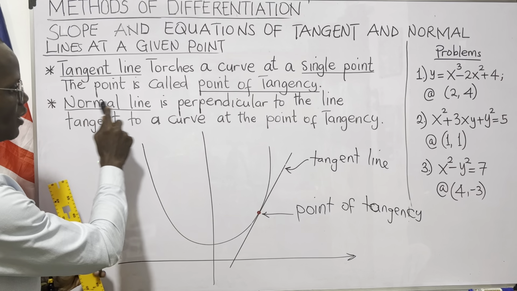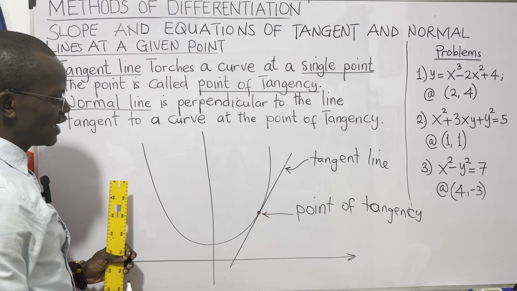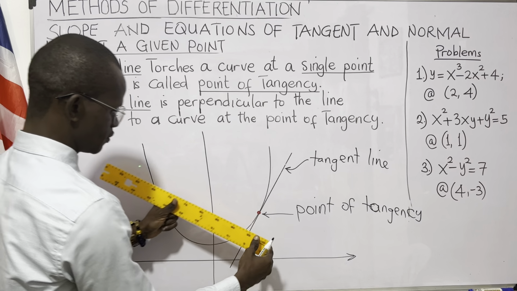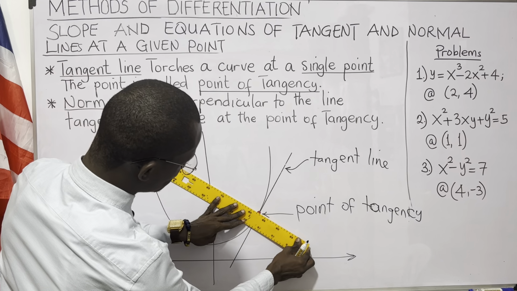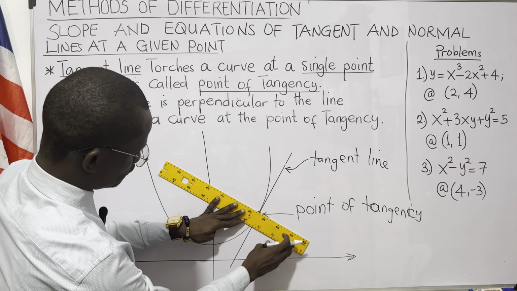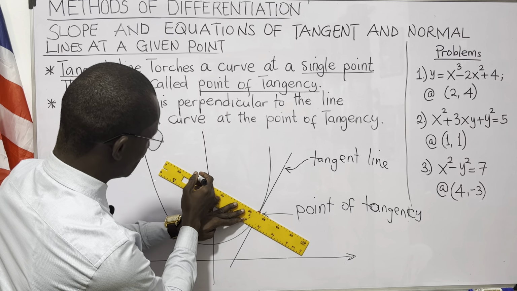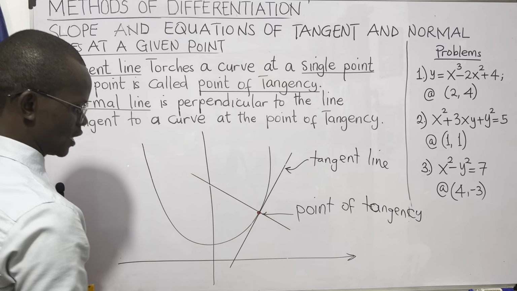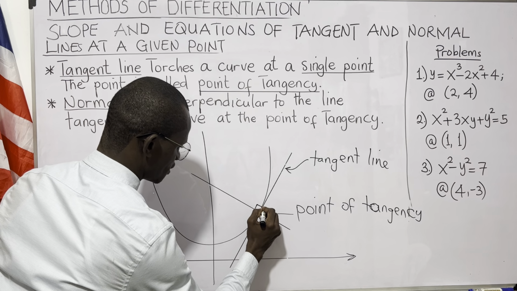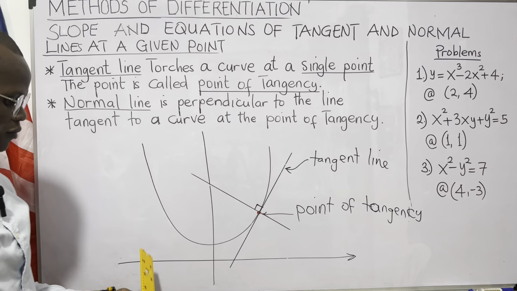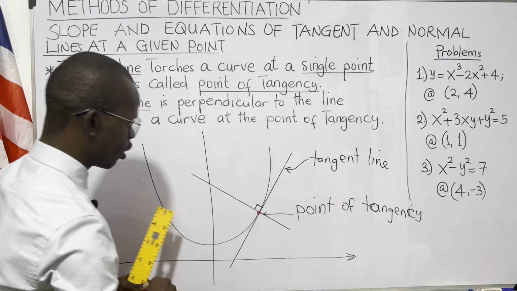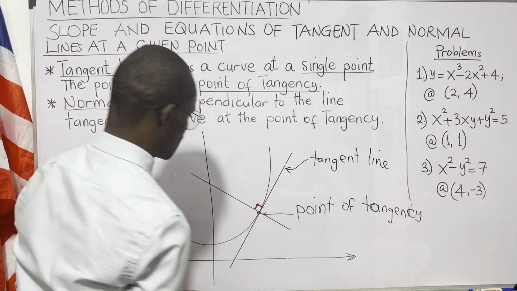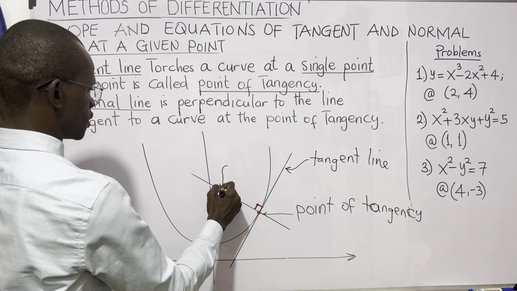Next, we have the normal line. Now, if a line runs through this point of tangency on this curve and forms 90 degrees, that line is called a normal line. So if we have a line like this that runs through this, and this line forms 90 degrees with this tangent line, that particular line is called a normal line.